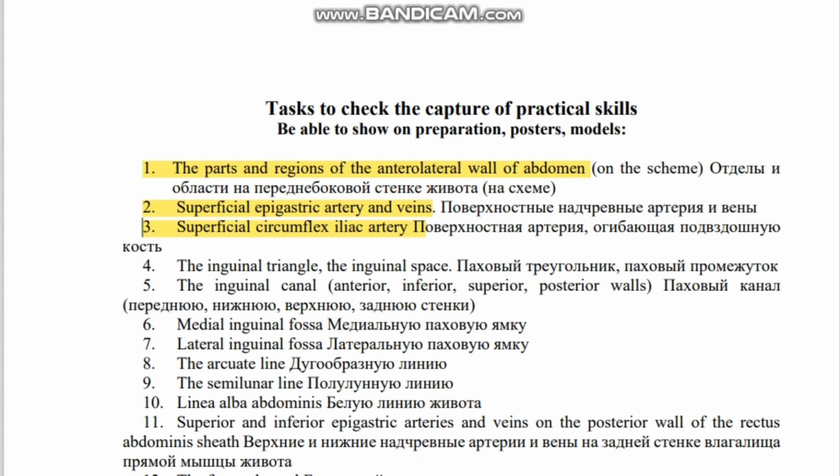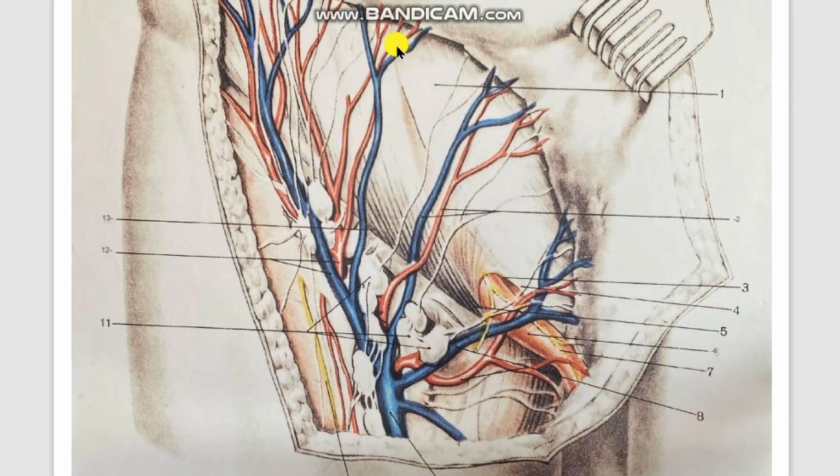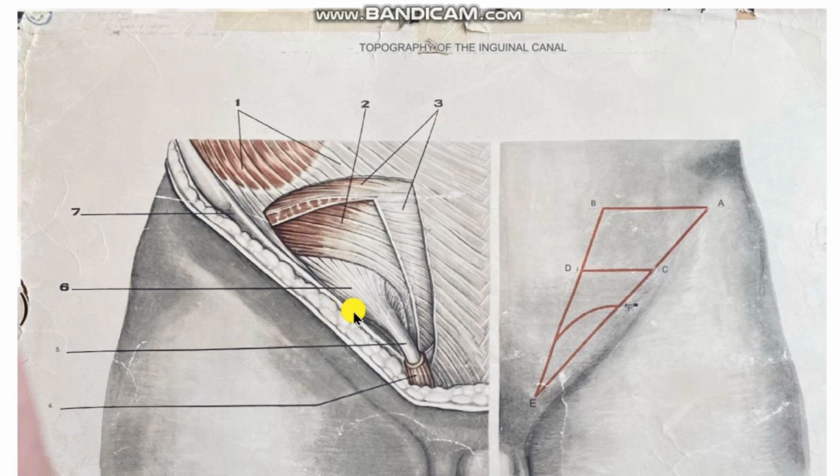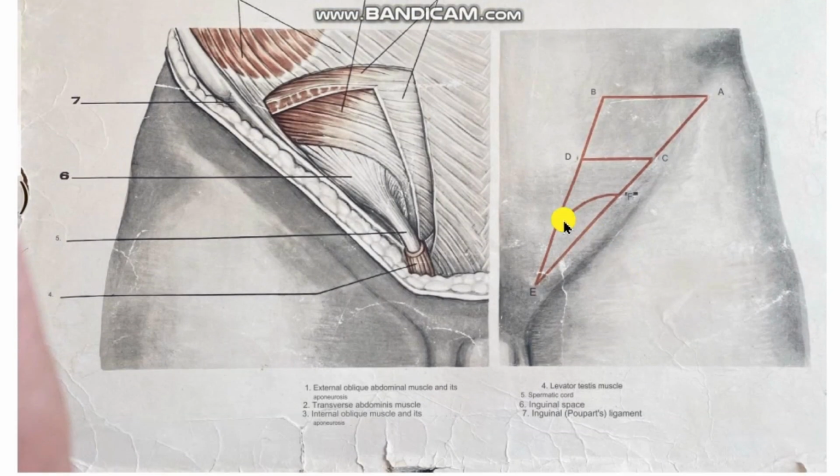Next we have the inguinal triangle or inguinal space. Both are possible. Here you can see the general look of the inguinal triangle or inguinal space. I will show you another example of this one. Here you can see the inguinal triangle or inguinal space also. The inguinal triangle is also called Hesselbach's triangle, which is located in the anterior abdominal wall.